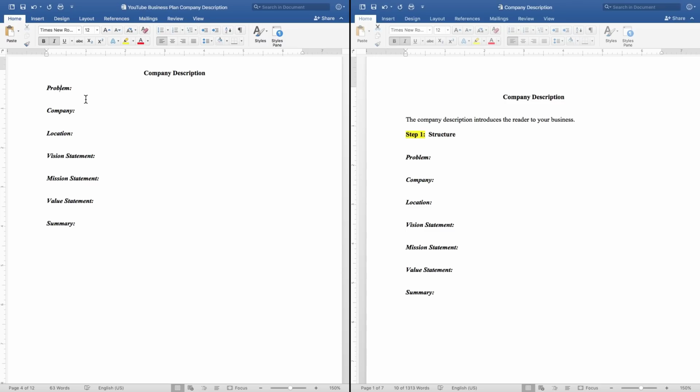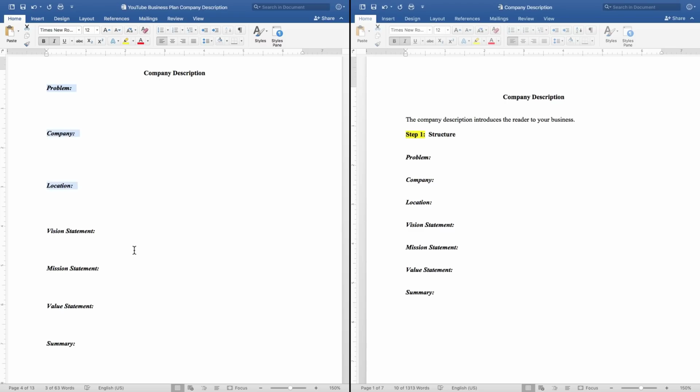So you're going to start with the problem. What is the problem your company is trying to solve? Next step is going to be your products and services that you're going to offer, where you're located, and then again the vision, mission, value statement, and the summary. So these are the subcomponents we're going to be working with. Let's give us a little bit of space here. And now before we start really diving into putting information in here, we are going to get our structure.